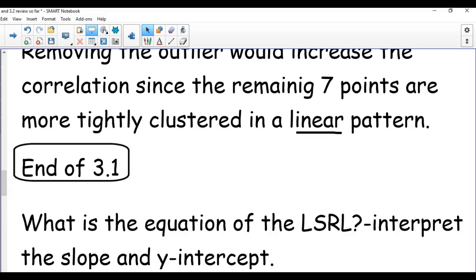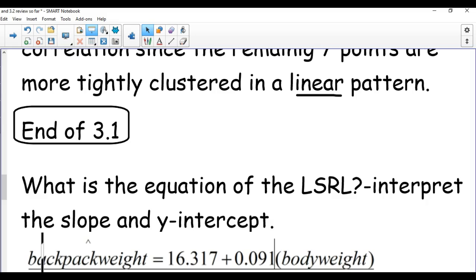You should have it already on your calculator here. Okay, by now you should have written down the equation of the least squares regression line. You can have y hat is equal to 16.317 plus 0.091 times x, but then you need to say that your y hat is your predicted backpack weight and your x is your body weight. I prefer the way I have it here.